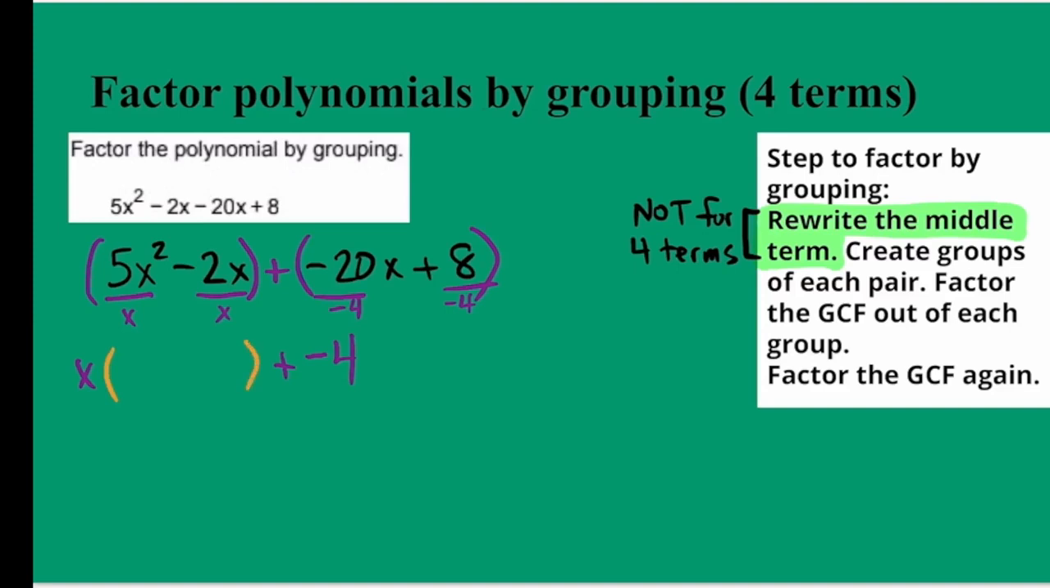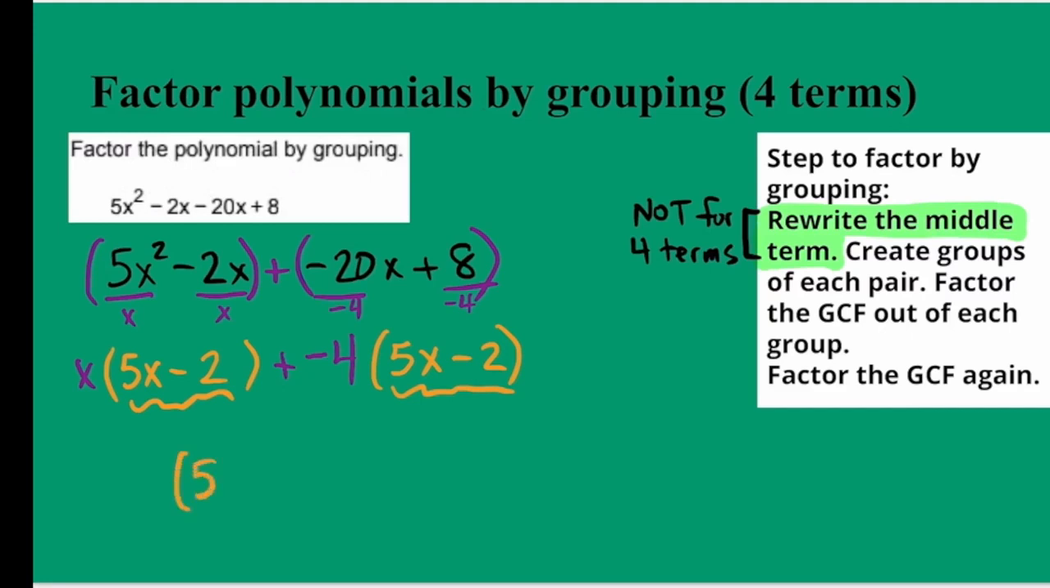So, first group, if we divide x, we're going to be left with 5x, and if we divide x there, we're going to be left with -2. For the second group, if we divide by a -4, we're left with +5x and then -2. And look at that. How convenient. Those 2 groups are equal. So that is a common factor.